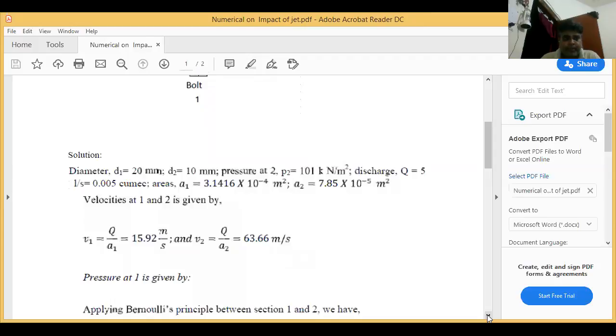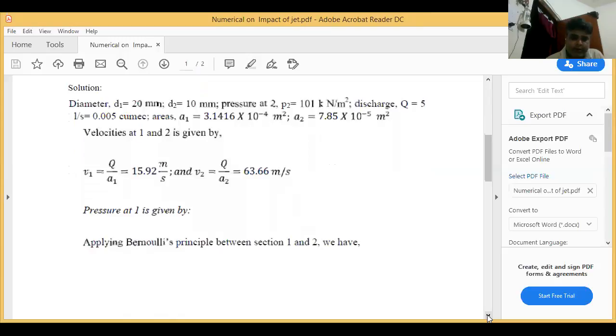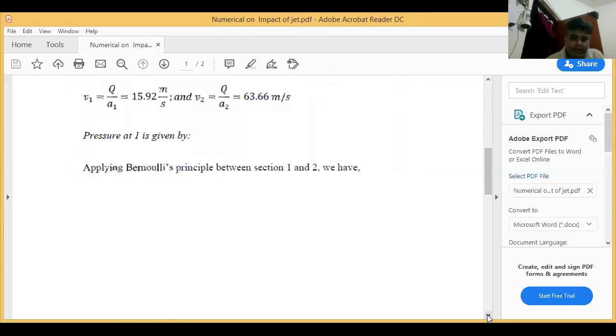Now, the velocity at sections 1 and 2 is given by V1 is equal to Q upon A1, that means 15.92 meter per second. Similarly, V2 is equal to Q upon A2. Q is 0.005 and A2 is 7.85 into 10 to the power minus 5. That means V2 is equal to 63.66 meter per second.